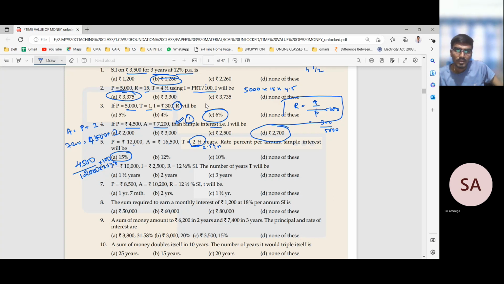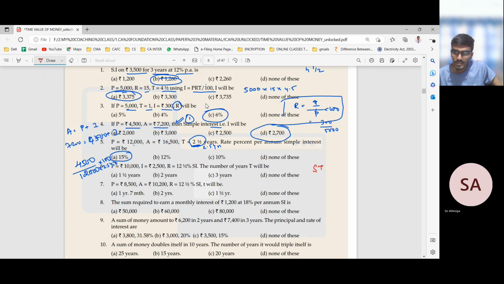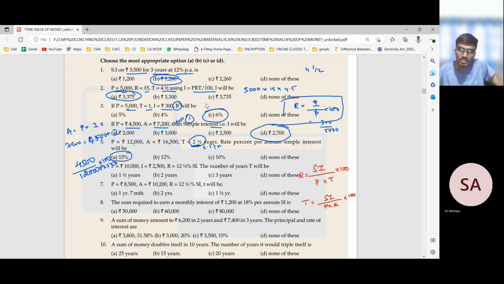You can do with simple interest divided by P into time taken into 100. If they ask for R, or if they ask for T, it is SI into P into rate of interest into R. Okay, this I also means simple interest only, right?